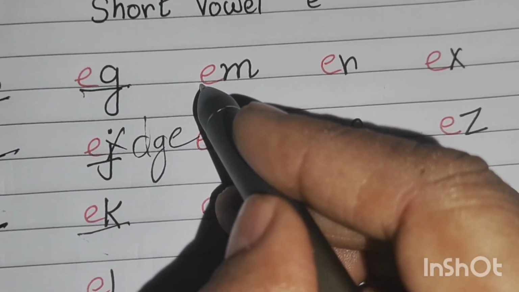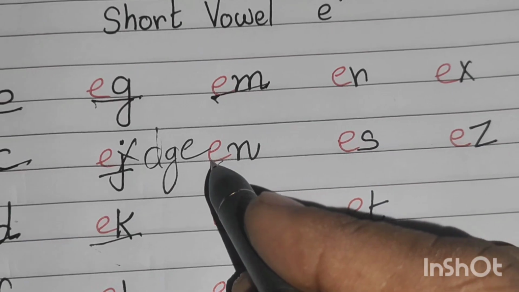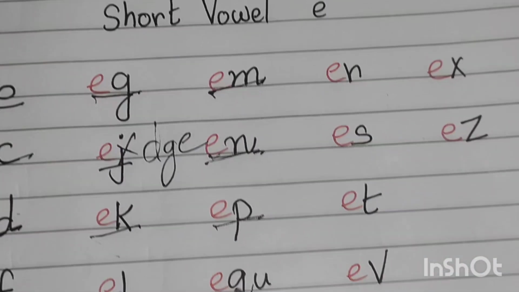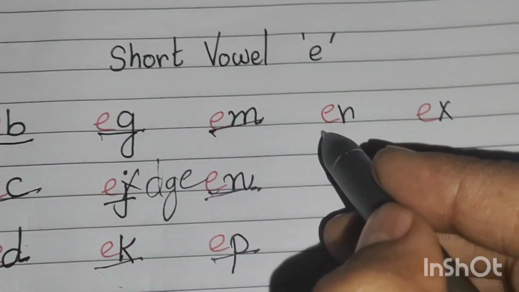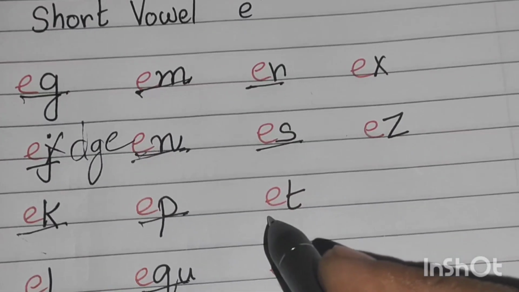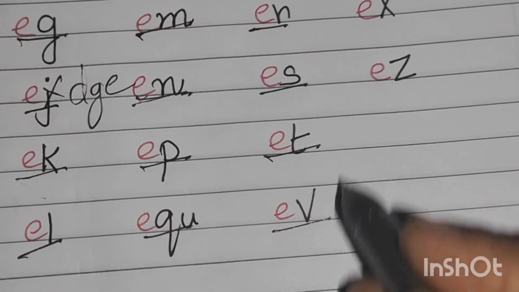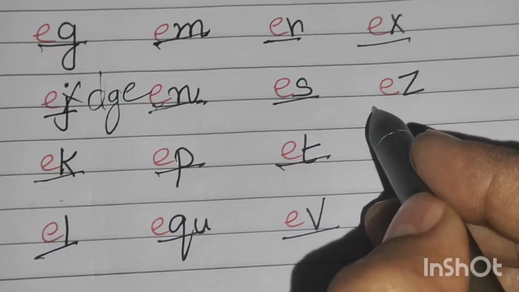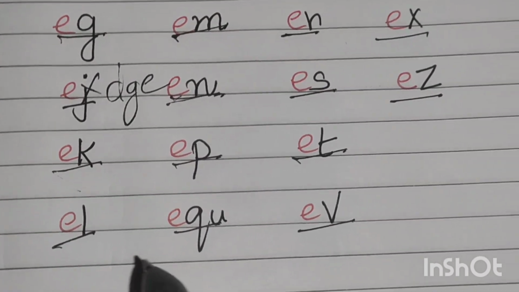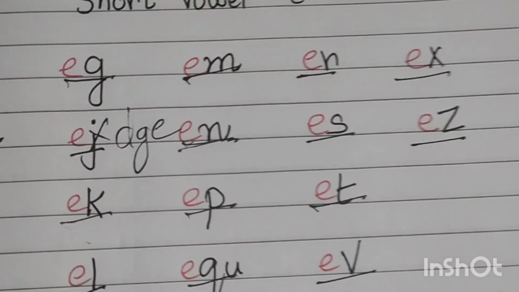em, en, ep, ek, er, yes, yet, ev, ex, yes. Get thorough with the list and make use of it while reading words.